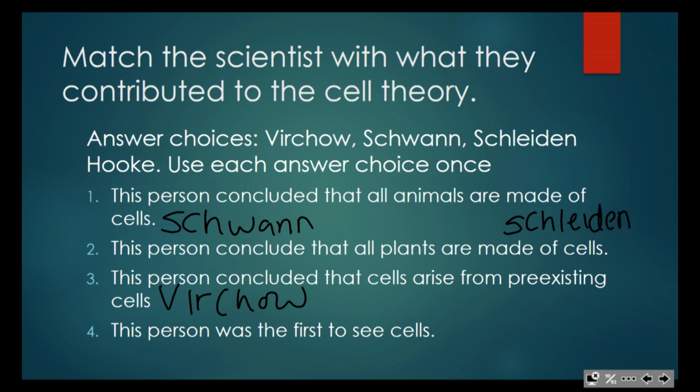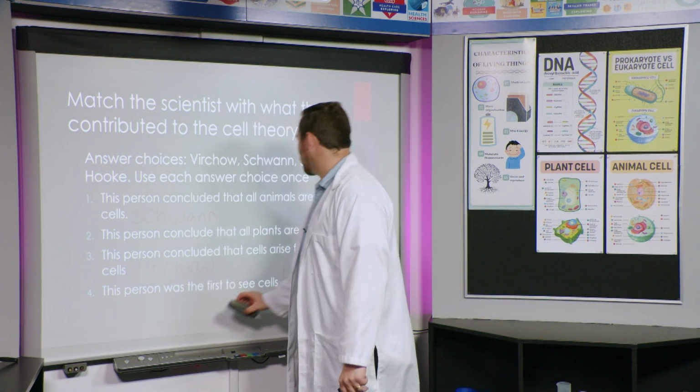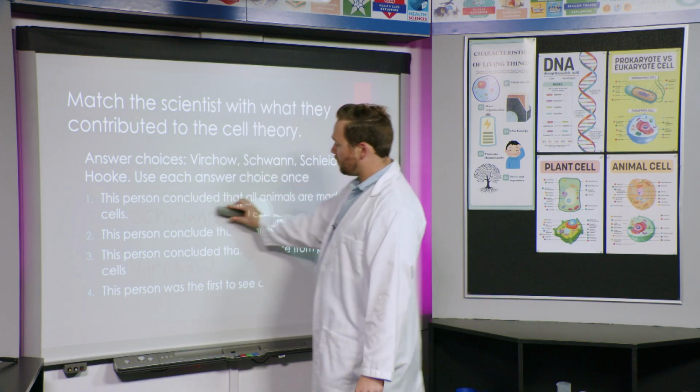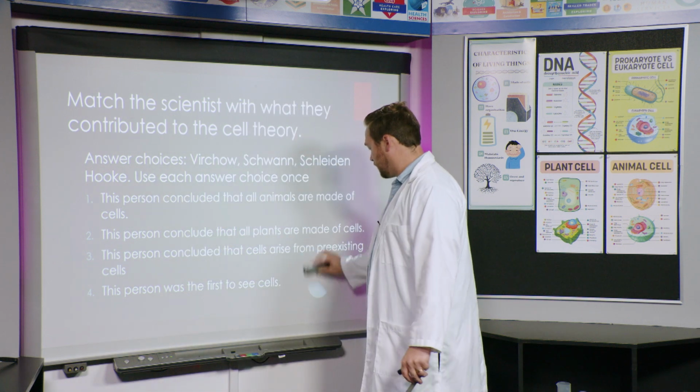And then the last one, number 4, this person was the first to see cells. By process of elimination, we can figure out that that was Hooke. But I did tell you a way to remember that. Remember, Hooke took a look. And what did he see? He saw cells. So Hooke was the first person to see cells. He was specifically looking at cork. All right, I'm going to erase that. I got a couple more review questions for y'all.